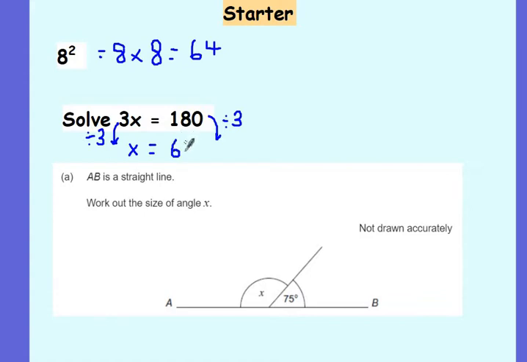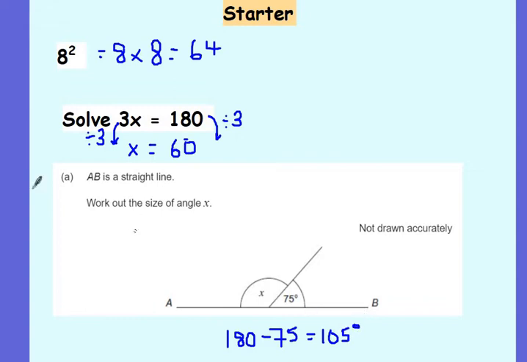60, lovely. And finally, we know the angles on a straight line add up to 180. If I've been given this angle as 75, to work out what x is, I need to do 180 take away 75, which gives me what, Robert? 105 degrees. Splendid.